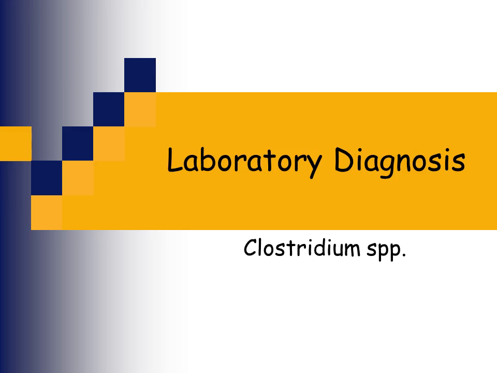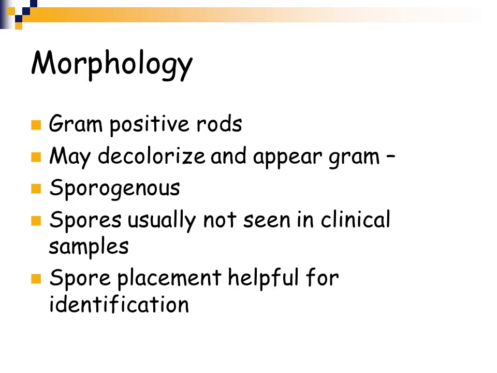To diagnose Clostridium species, we already mentioned, and you saw some pictures, these are gram-positive rods. They easily decolorize and can appear gram-negative. Clostridium species are sporogenous. They are spore formers, but keep in mind, when you gram stain a clinical specimen, you commonly do not see the spore. They just look like gram-positive rods, and they can look like a mixture of gram-positive and gram-negative rods because a lot of the organisms will over-decolorize.